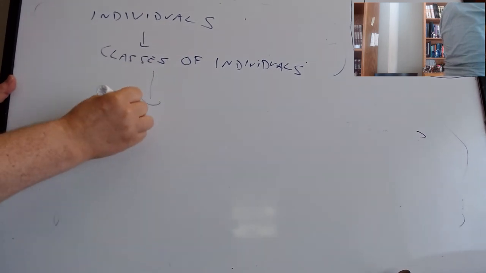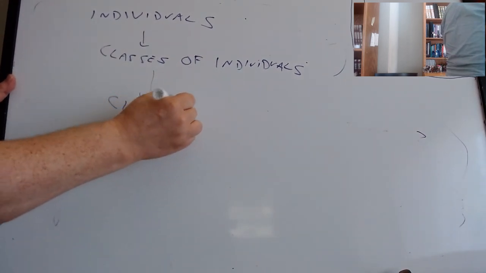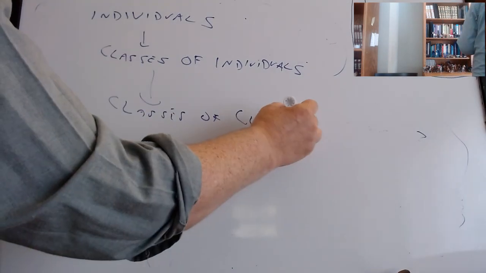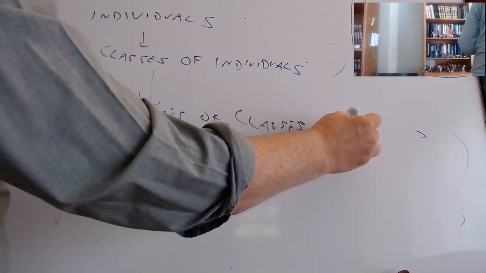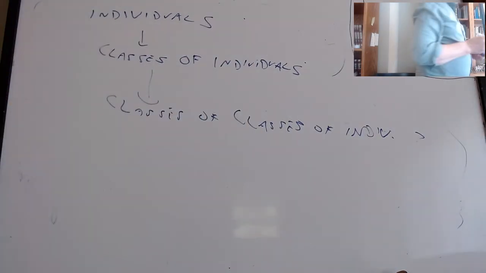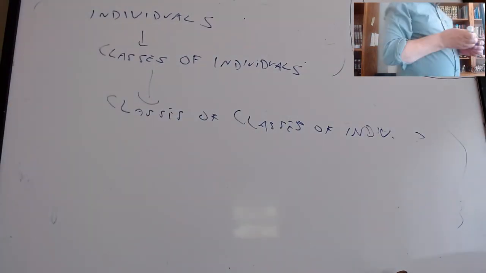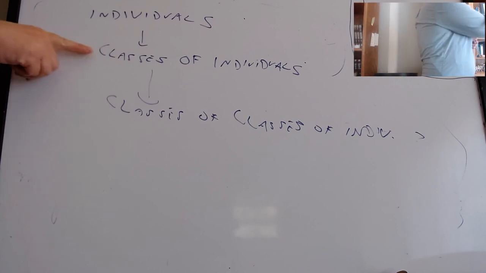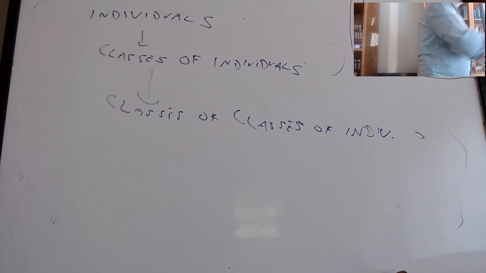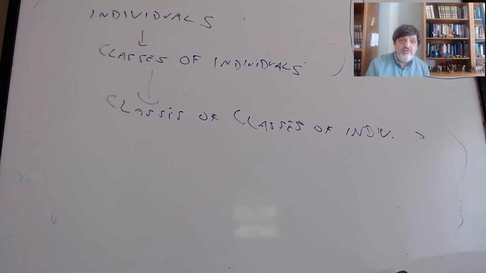So we introduce another level: classes of classes of individuals. In this level is going to be the class of pens on this table, and this level is going to be the class of all classes of individuals that have three members. And then you can see how that would keep repeating.